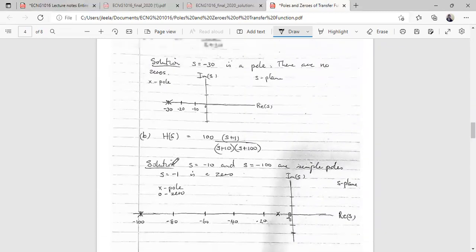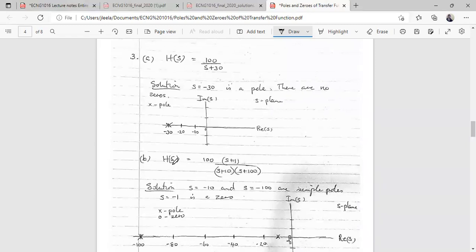Right. So look at the first one here. s equals minus 30 is a pole. There are no zeros, since there is no value in the numerator that could make the numerator 0. So you have no zeros. Look at the imaginary axis, the real axis, in the s-plane. So you have an X at minus 30 in the left-hand plane.